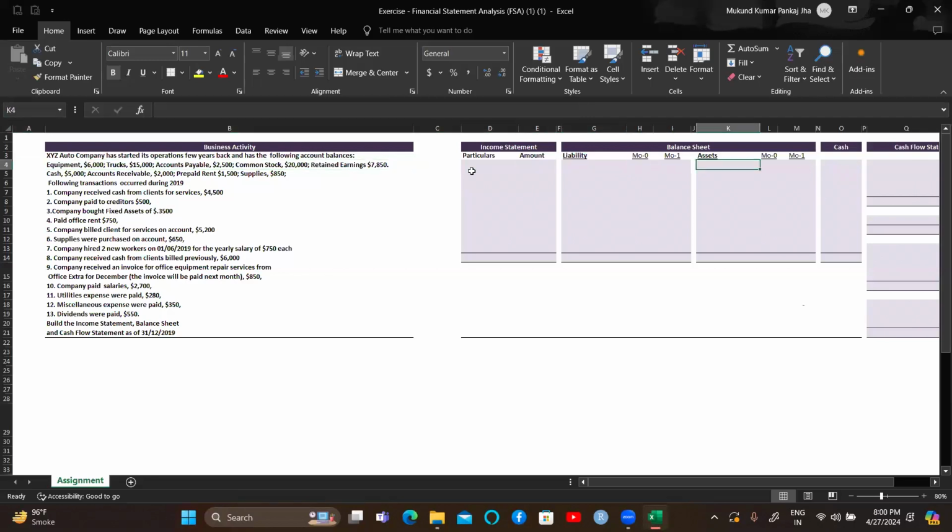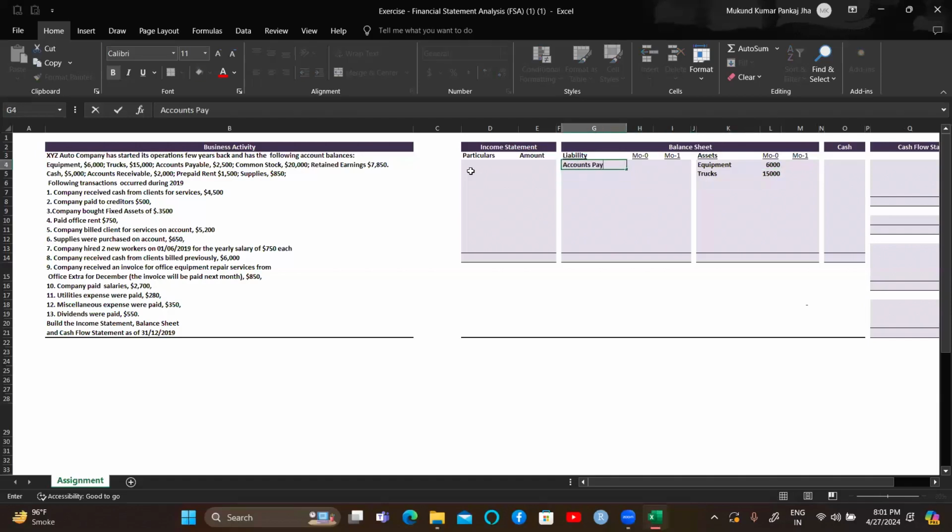Equipment. Equipment is my asset worth 6,000. Trucks are again my asset, worth 15,000. Accounts payable are my liability, worth 2,500. Common stock, one of the parts of equity.